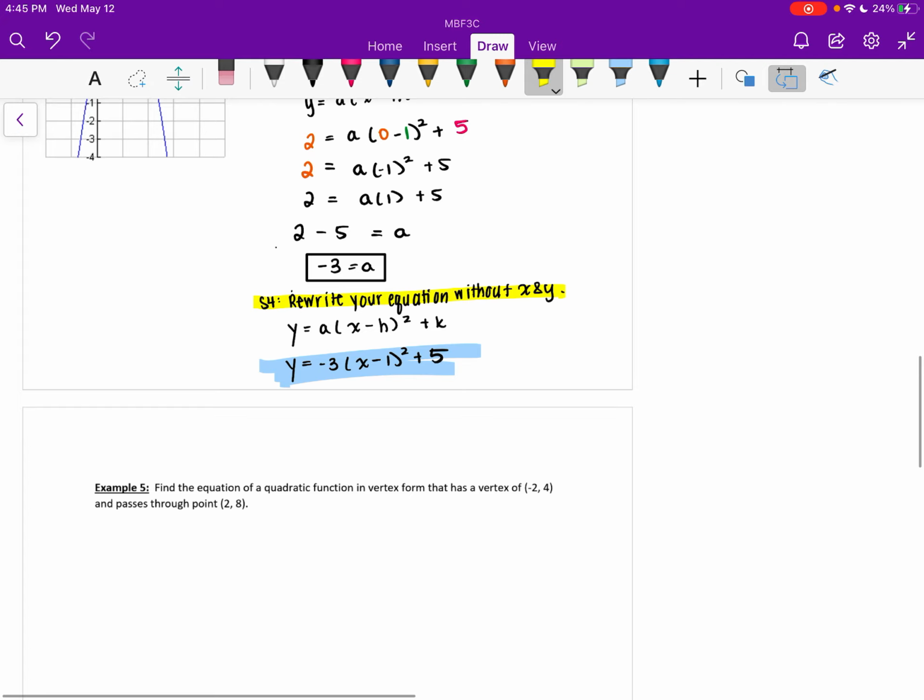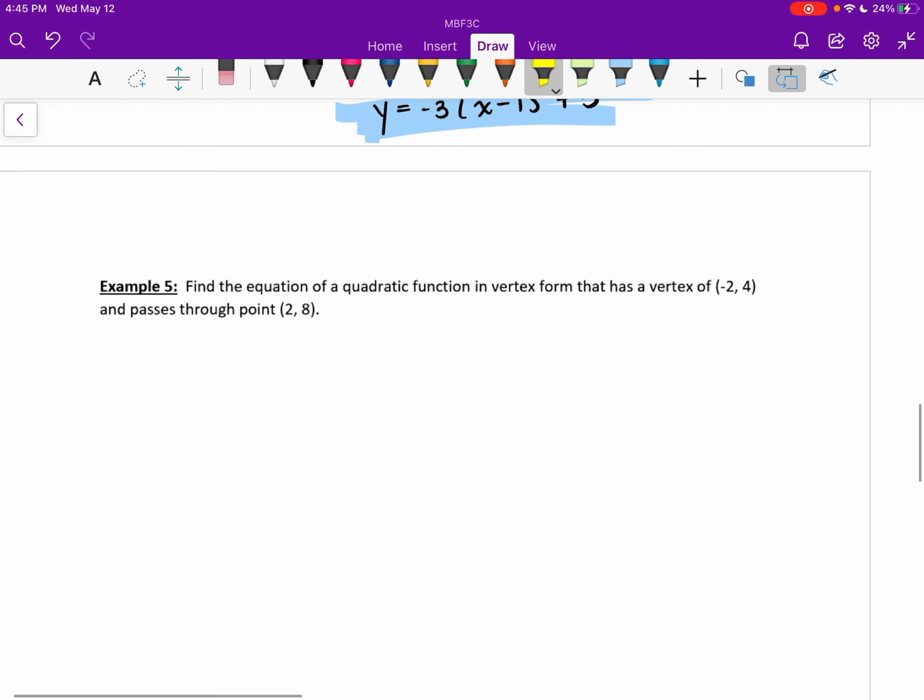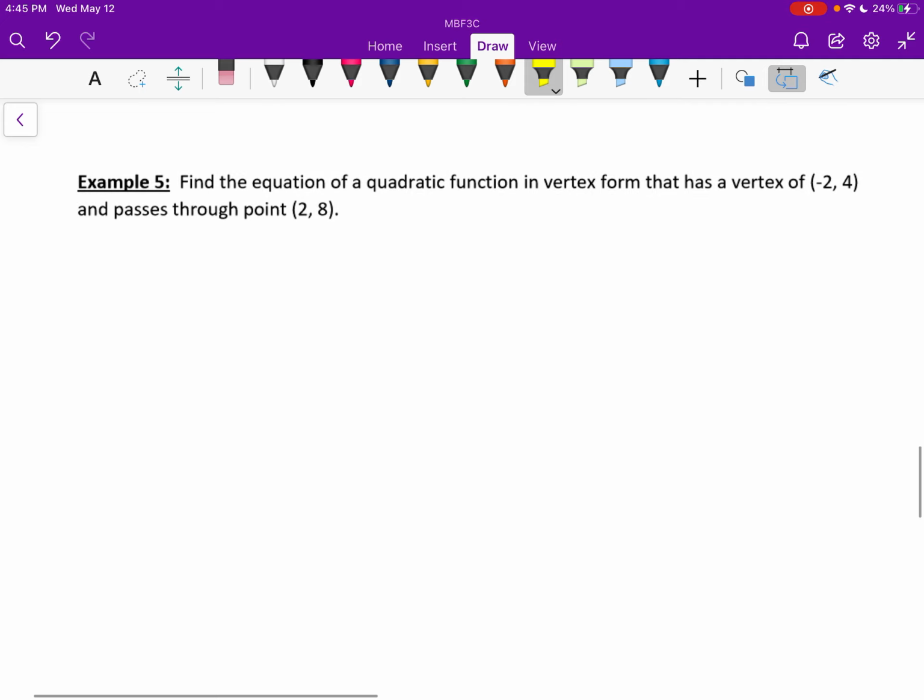So again, try 5 on your own, similar problem, right? And now it says find the equation of a quadratic function that has a vertex of (-2, 4) and passes through point (2, 8). This is a situation where you're given your h, you're given your k, you're given your x, you're given your y. You just have to find a and then find the equation. So you don't even have to go in and find it. Everything's kind of been given to you.